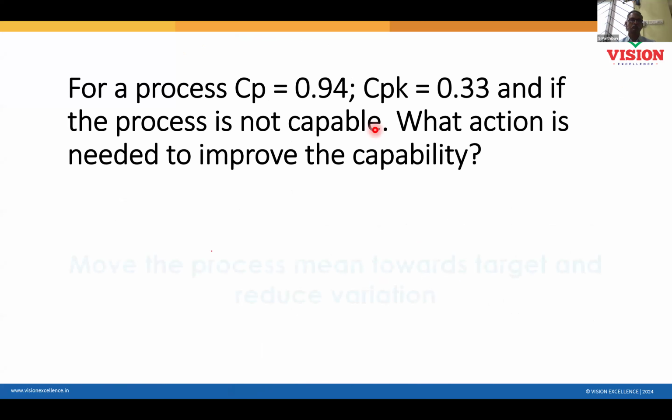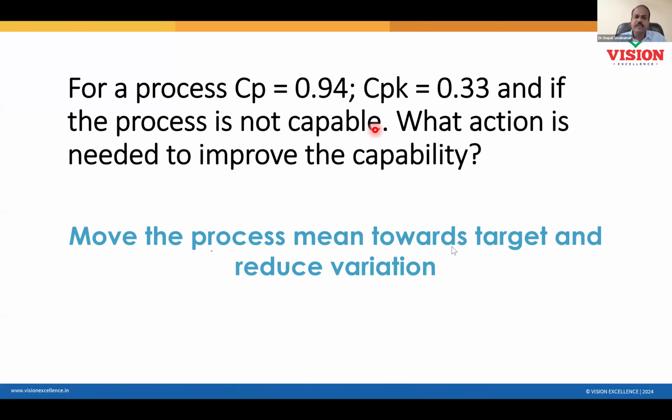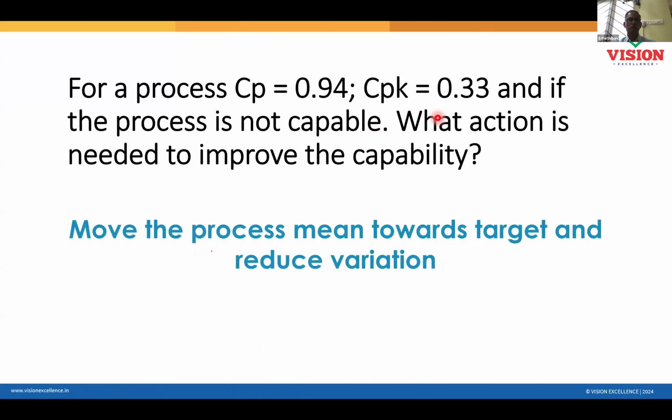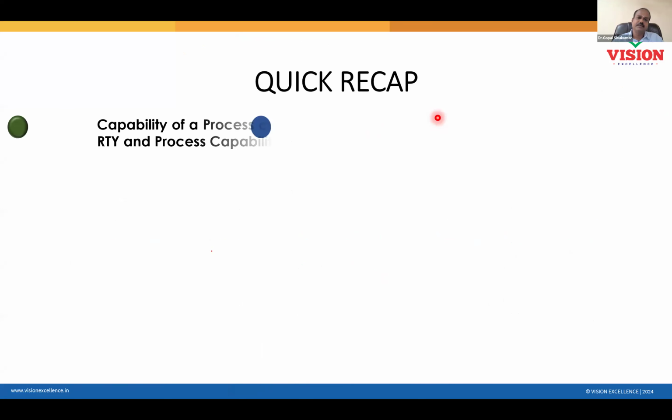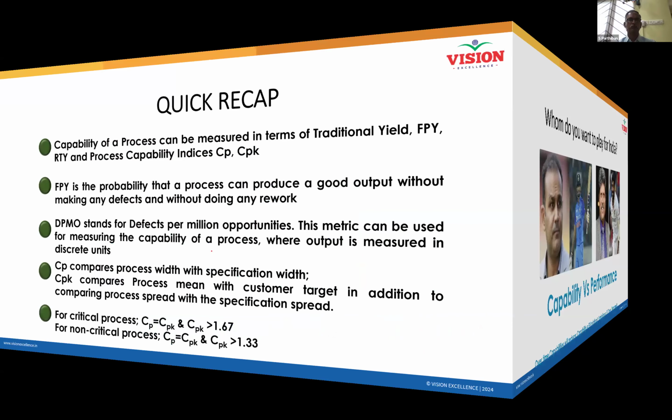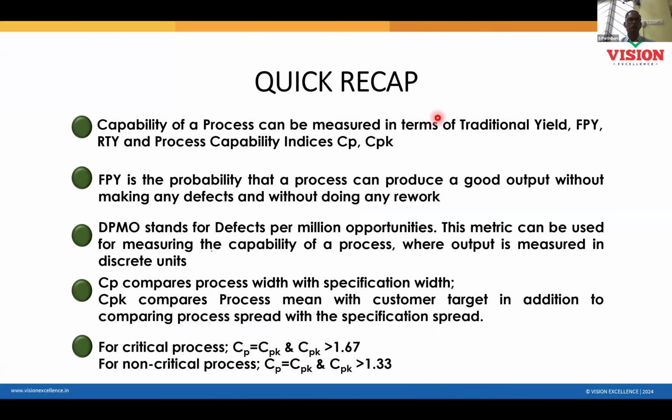So this is another question. CP equal to 0.94, CPK equal to 0.3. That means process is not capable also, not consistent also. You have to take two actions. You should reduce variation. At the same time, you should move the process mean towards the target. So this is about your CPK. Clear all of you so far? Everything is good?